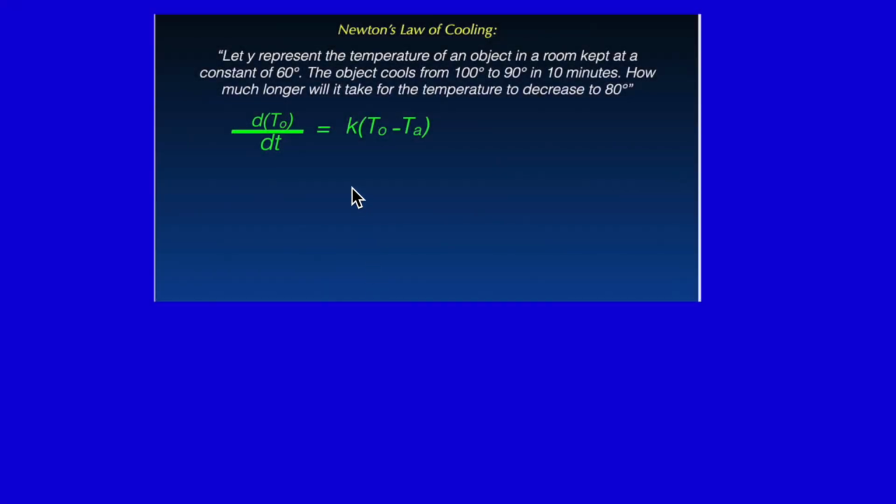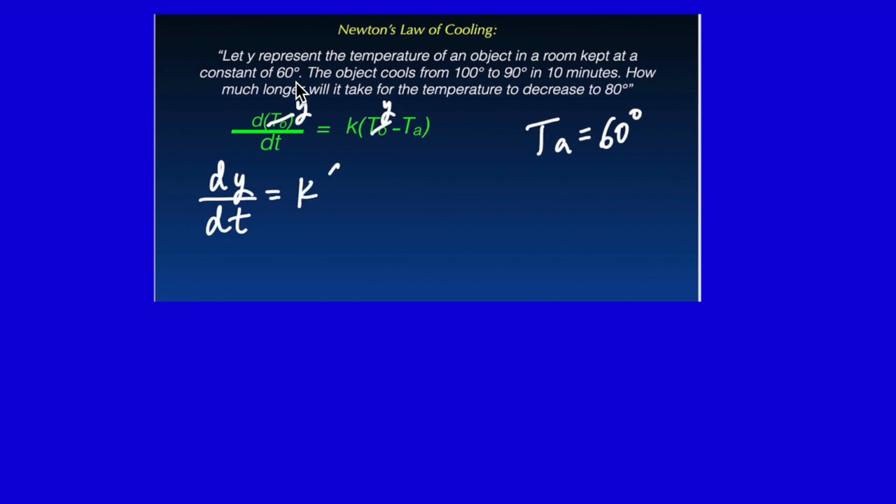In our first problem, we are told to let Y represent the temperature of the object in the room kept at a constant of 60 degrees. So that means our ambient temperature is 60 degrees. The object cools from 100 degrees to 90 in 10 minutes. How much longer will it take for the temperature to decrease to 80? Okay, so the first thing, as promised, is we're going to change that to Y and change that to Y. So our new and improved equation is going to be dy dt equals k times Y minus 60.